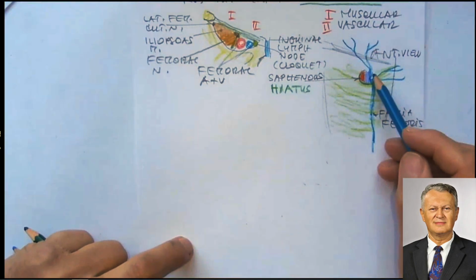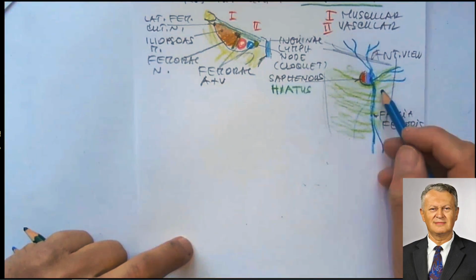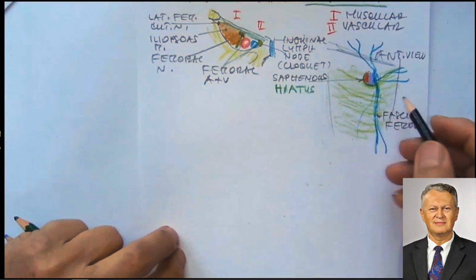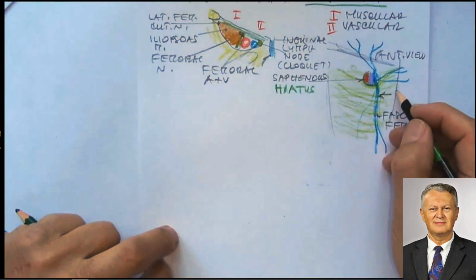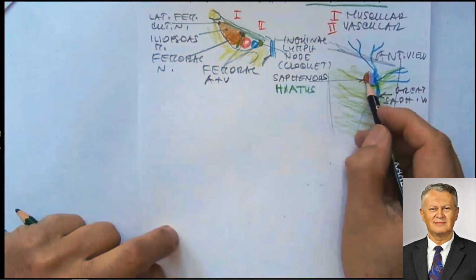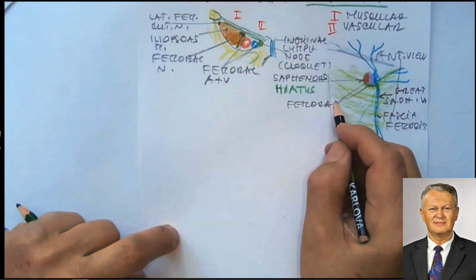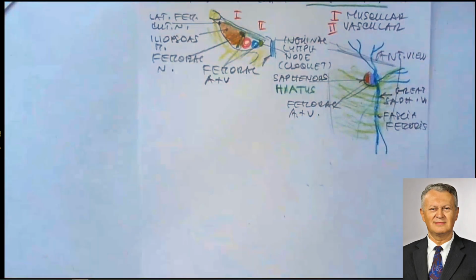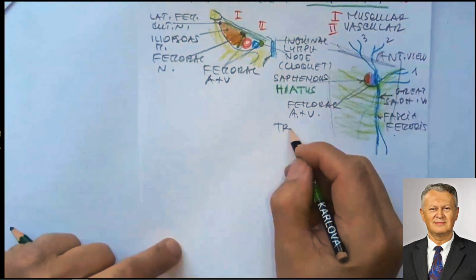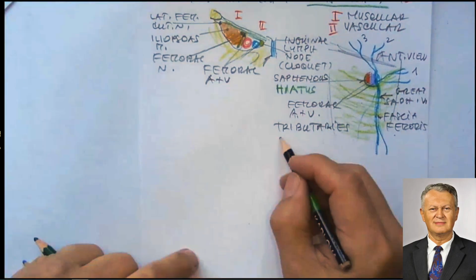I will label them. Usually all these three vessels open into the great saphenous vein. Of course, there could also be other accessory veins. It runs together, so I can say that this is the great saphenous vein, and these two are the femoral artery plus vein, always with the artery on the lateral side. And then the tributaries are number 1, number 2, and number 3. We say tributaries of the great saphenous vein.